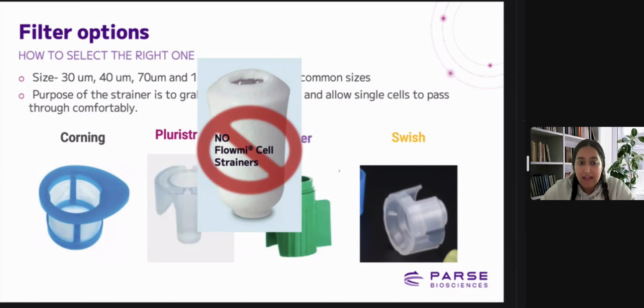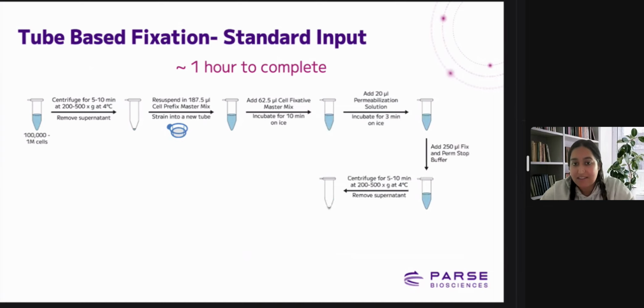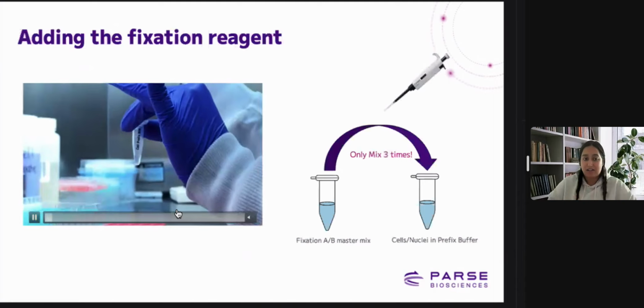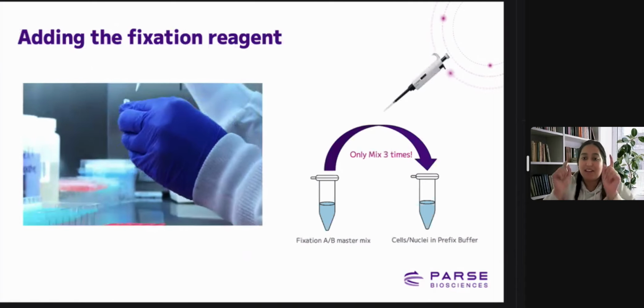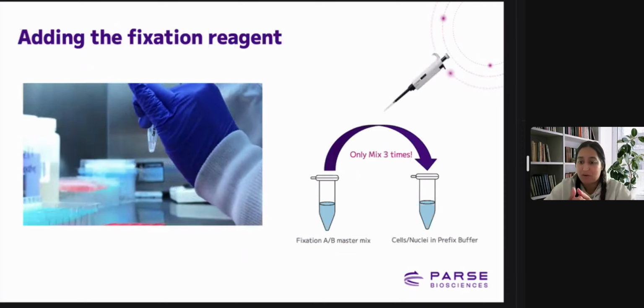After you filter it, you're going to add your fixative, incubate on ice for 10 minutes. Then you're going to add permeabilization solution, incubate for 3 minutes on ice before you add your fix and perm stop buffer, centrifuge again. When you're adding the fixative, again, this is another pedantic video, but we only want to mix 3 times. Research and development and the product development team found that when people were mixing more than 3 times, we were irreversibly fixing cells to each other rather than fixing the suspension as a whole.